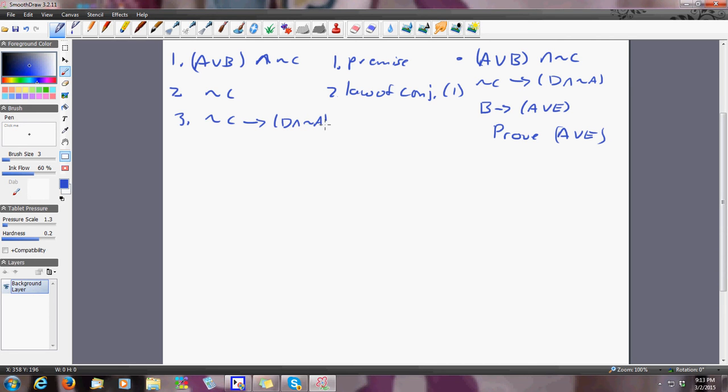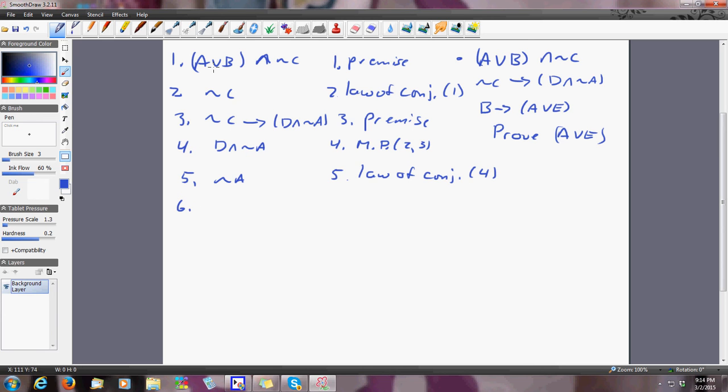So number 3, I'm going to say not C implies D and not A, and that's a premise. And number 4, because I have not C and I have not C implies, I can just say D and not A, and that's modus ponens on 2 and 3. Number 5, I have D and not A. Well, because I have D and not A, I'm just going to say not A. And the reason why is because of the law of conjunction, which, once again, I'm not sure if that's actually what it's called, so look it up in your textbook.